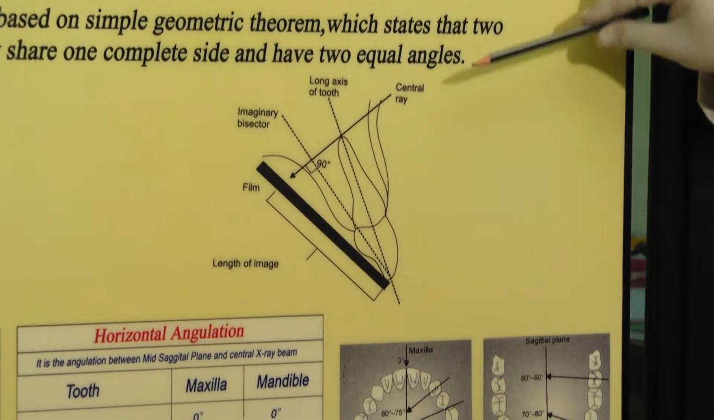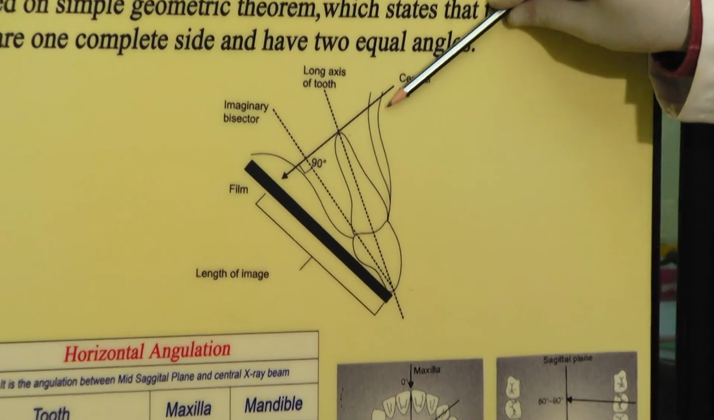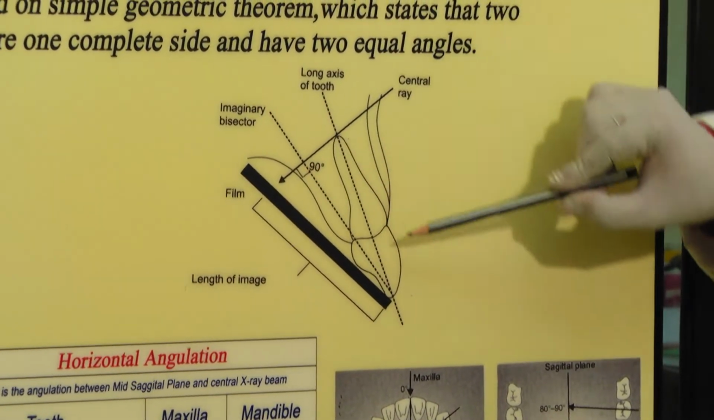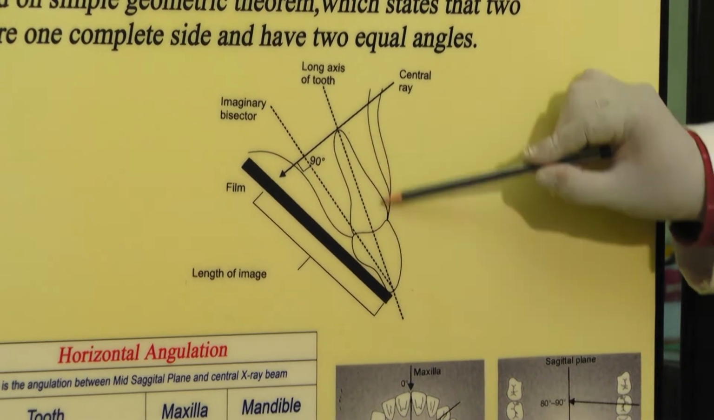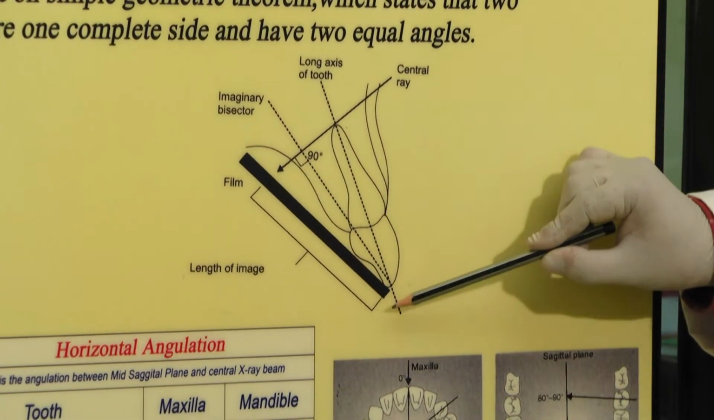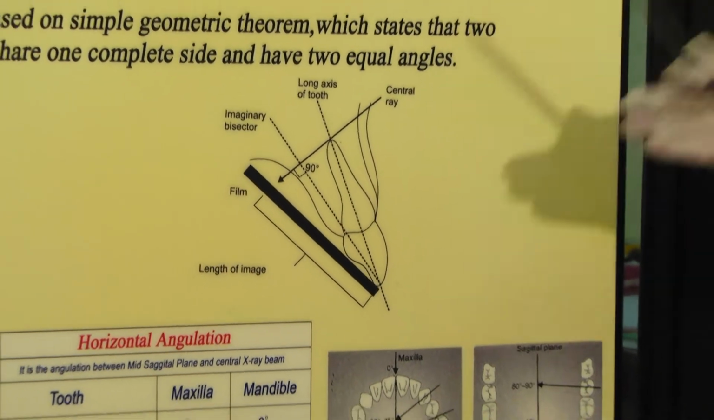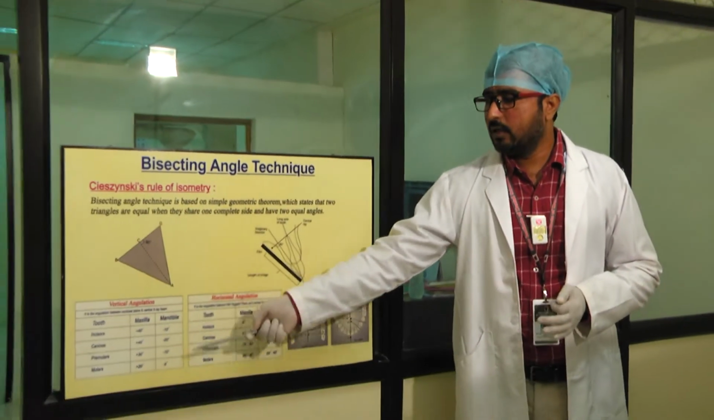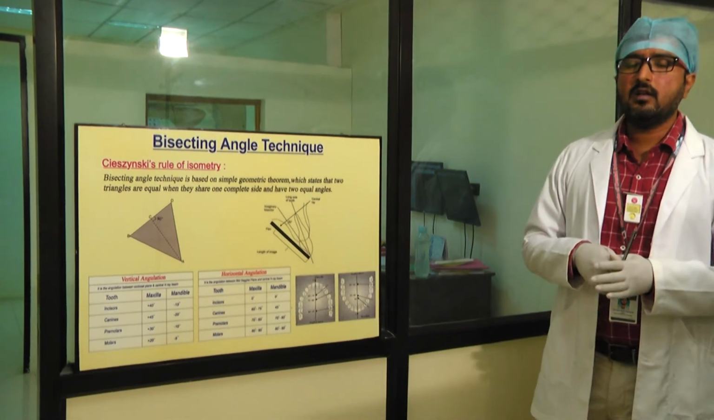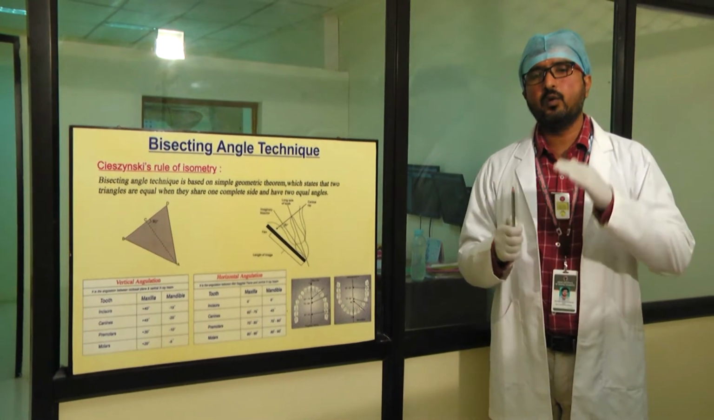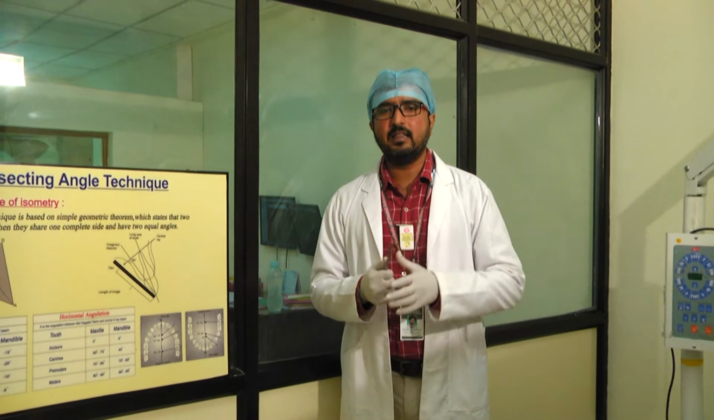Now the central X-ray beam should be perpendicular to the imaginary bisector, which bisects the angle formed between the long axis of the tooth and the plane of the film. The same principle will be implemented in the patient's oral cavity. During this procedure, there are some angulations which need to be followed: vertical angulation and horizontal angulation. These angulations are different for different teeth according to their position, inclination and length of the tooth.